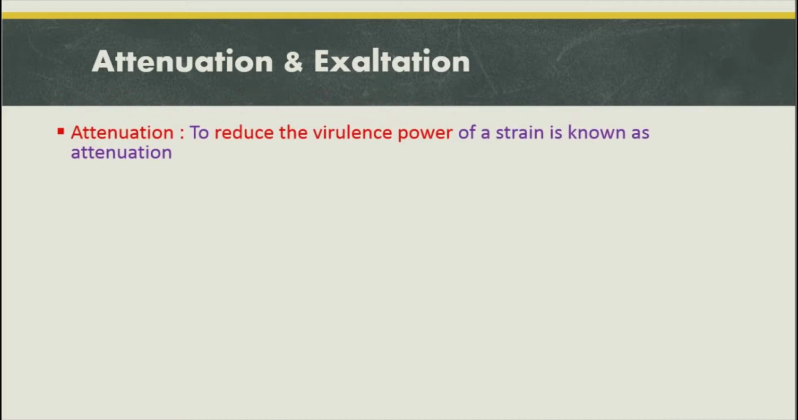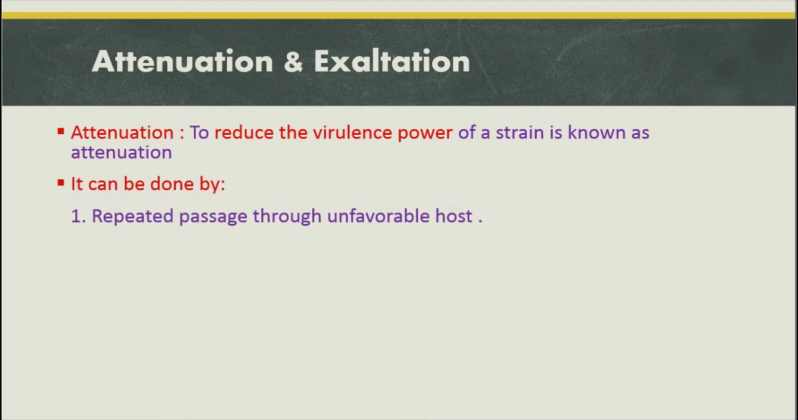Now, let us see the two terms attenuation and exaltation, because these are related to a particular strain or species. The term attenuation means to reduce the virulence power of a strain. So, attenuation you can simply remember as reducing the virulence of a particular strain. Then how to reduce this virulence? It can be done by various methods. One method is repeated passage through an unfavorable host. That means, if a particular strain of a microorganism is inoculated in an unfavorable host, which is not susceptible to that microorganism, and it passes through this host, it may become avirulent. That is one way to obtain an avirulent strain.